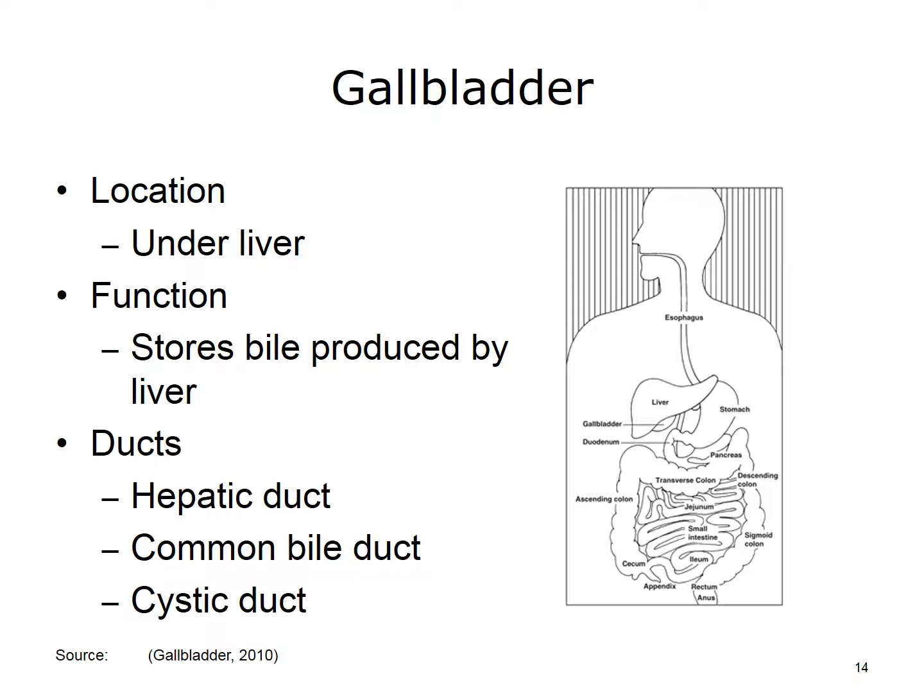The presence of fatty chyme in the duodenum causes the gallbladder to contract, sending bile into the duodenum to digest the fats.